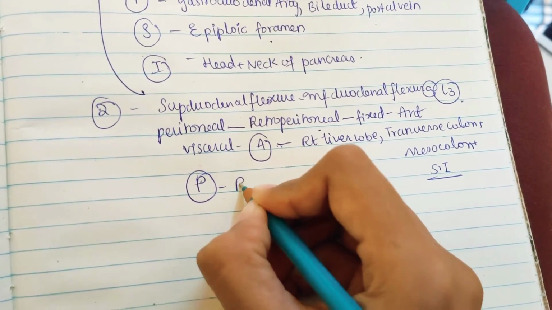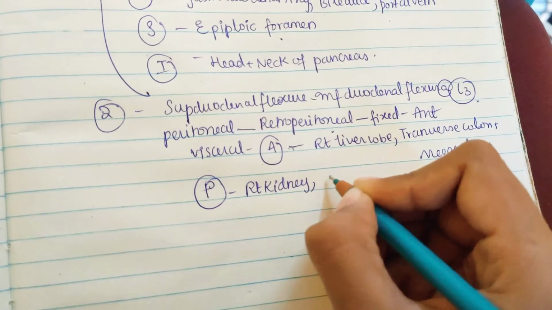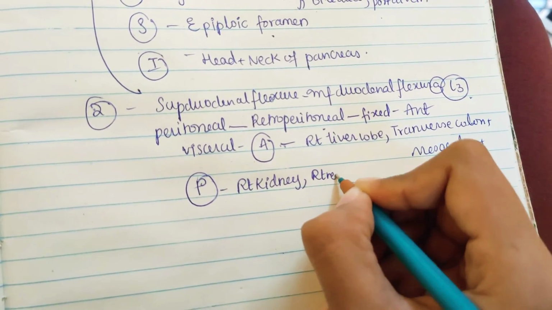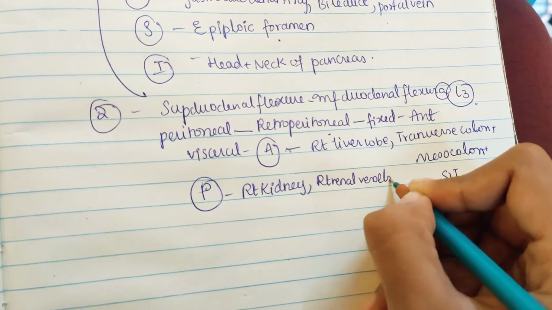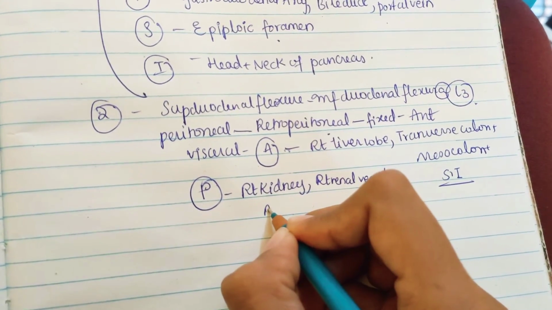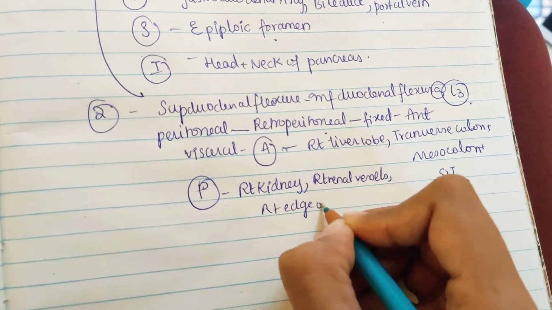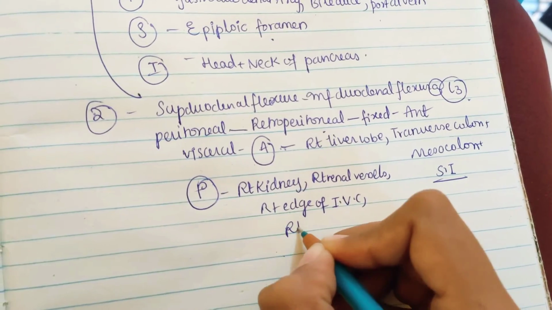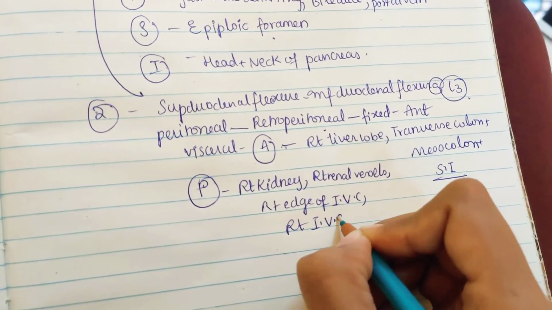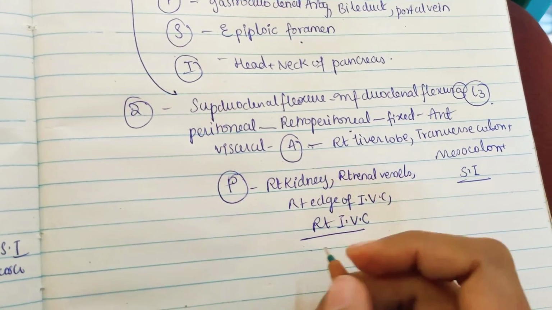So posteriorly, right kidney, right renal vessel, right edge of inferior vena cava, right IVC. Okay, so let me show the same in diagram after completing medial and lateral sides also.